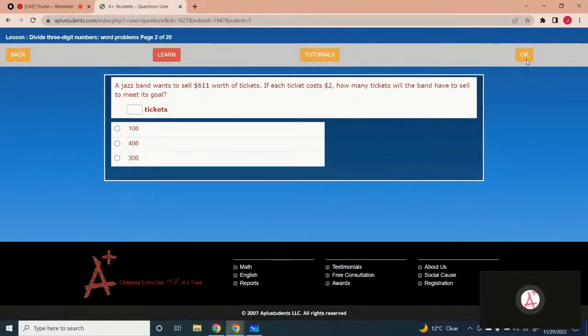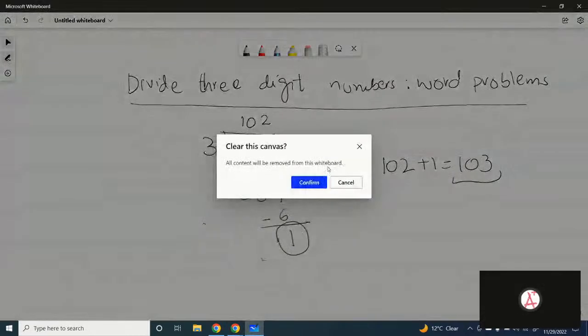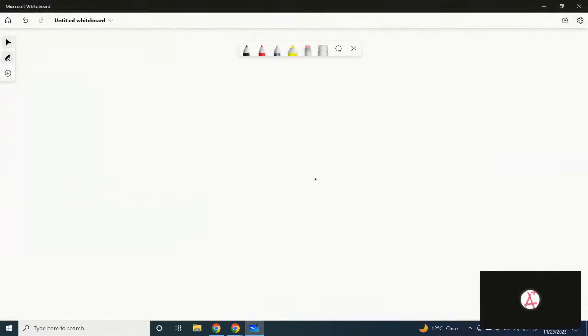Okay, the next one is a jazz band wants to sell $601 worth of tickets. If each ticket costs $2, how many tickets will the band have to sell to meet its goal? Got it? They want to sell $601 of tickets, and each ticket costs $2. That means you have to divide 601 by 2. Got it?